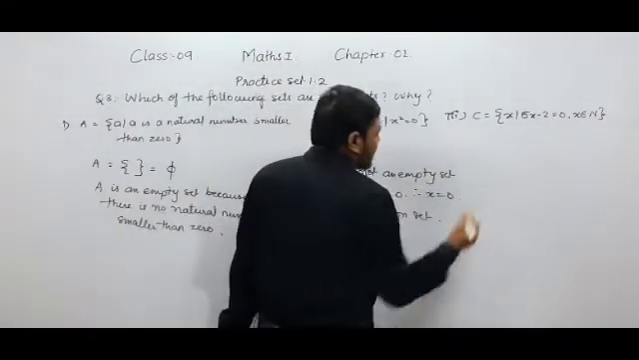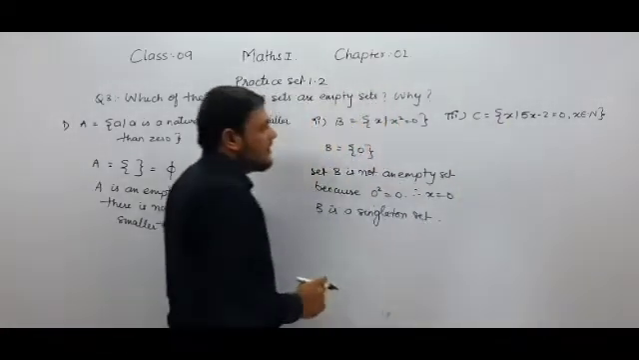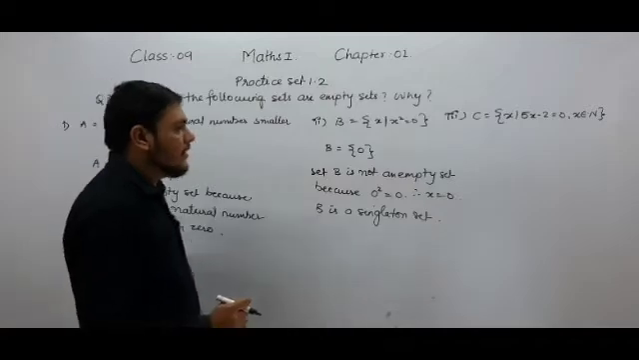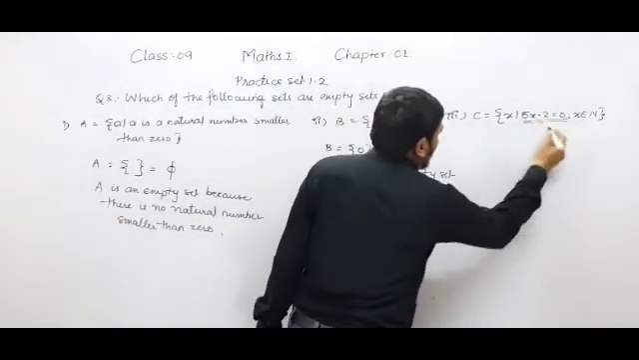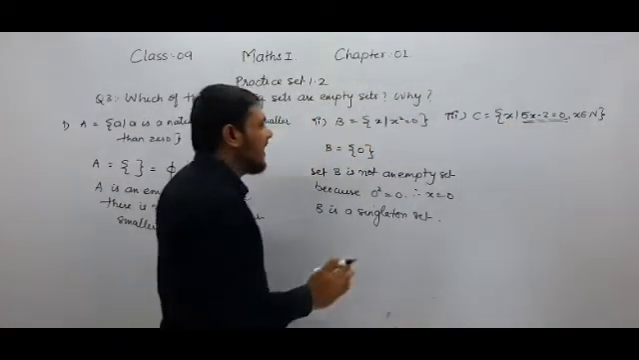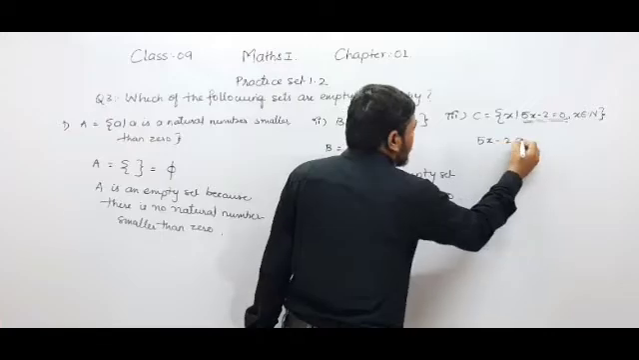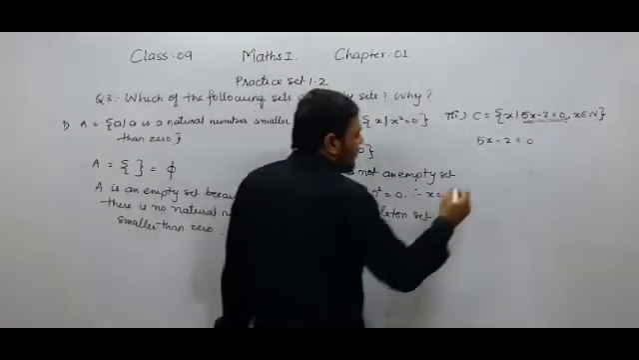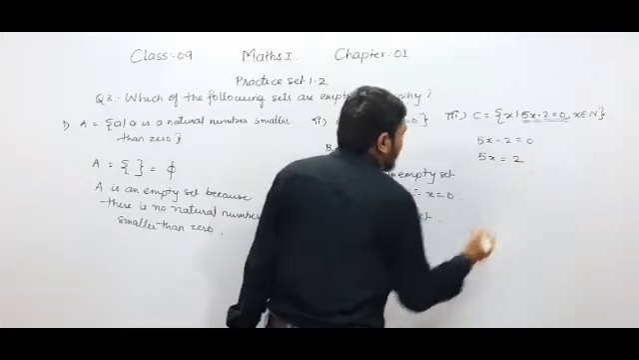Now student, let us see set C. So C is equal to curly bracket x such that 5x minus 2 is equal to 0 and x belongs to the set of natural numbers. So let us solve this for finding the value of x in order to get the element of set C. So student, here 5x minus 2 is equal to 0. So if we will solve this, then it will become 5x equal to, this negative 2 will go to this side, it will become positive 2.